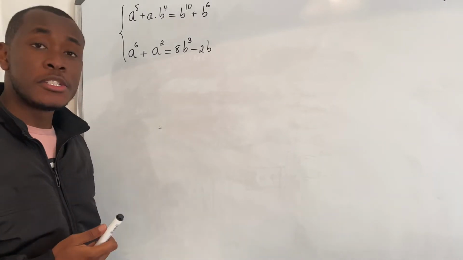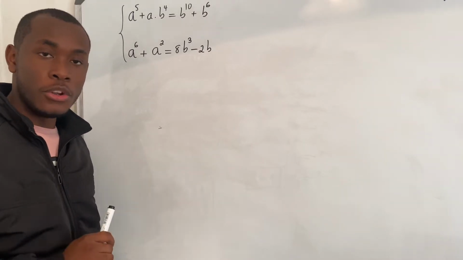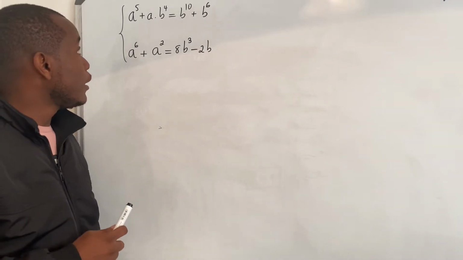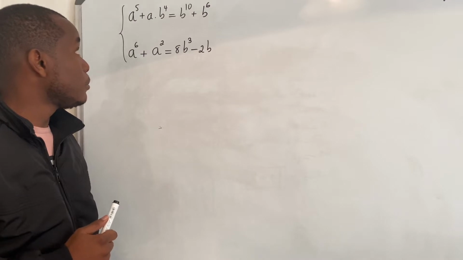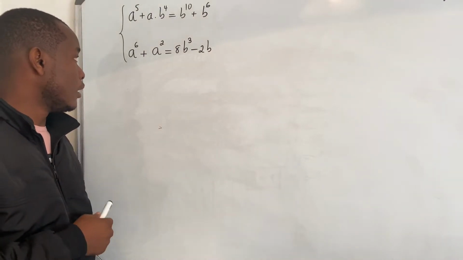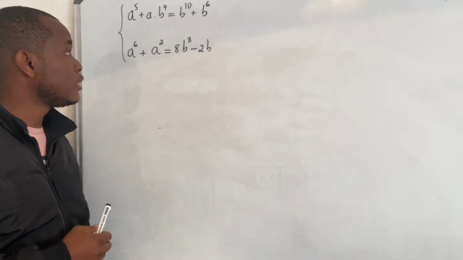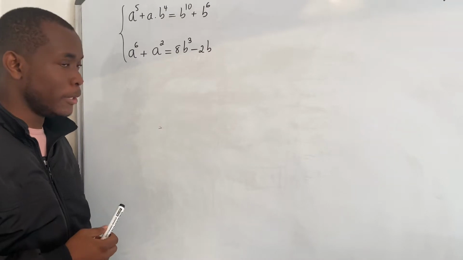Today we have this system of equations, with two variables, also known as simultaneous equations. The first equation is a to the power 5 plus a times b to the power 4 equal to b to the power 10 plus b to the power 6. The second equation is a to the power 6 plus a squared equal to 8b cubed minus 2b.